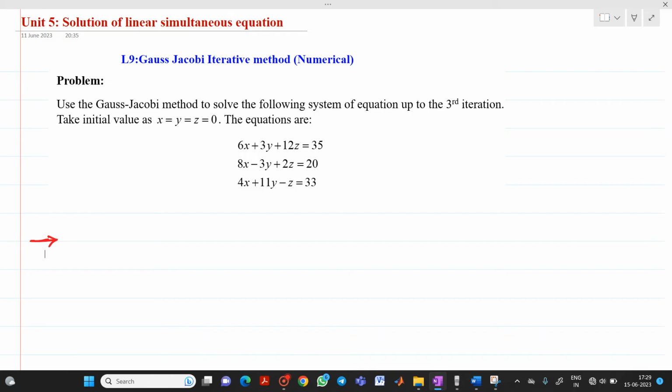In this video lecture, we are going to discuss a topic related to the solution of linear simultaneous equations. In that, we will be discussing a Gauss Jacobi iterative method numerical. So the question is, use the Gauss Jacobi method to solve the following system of equations up to the third iteration.